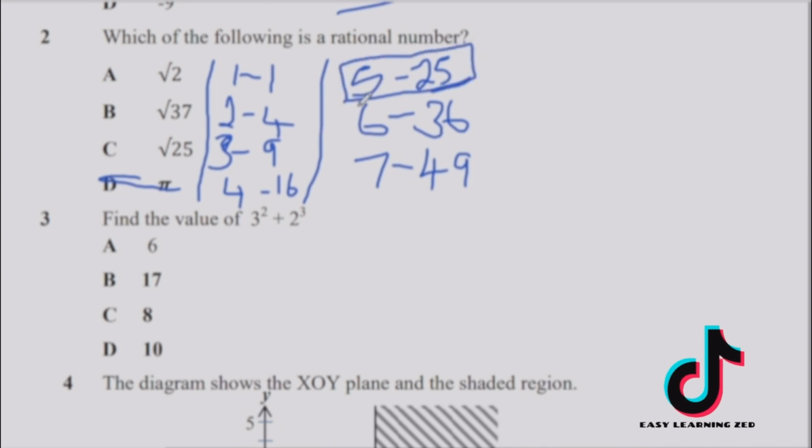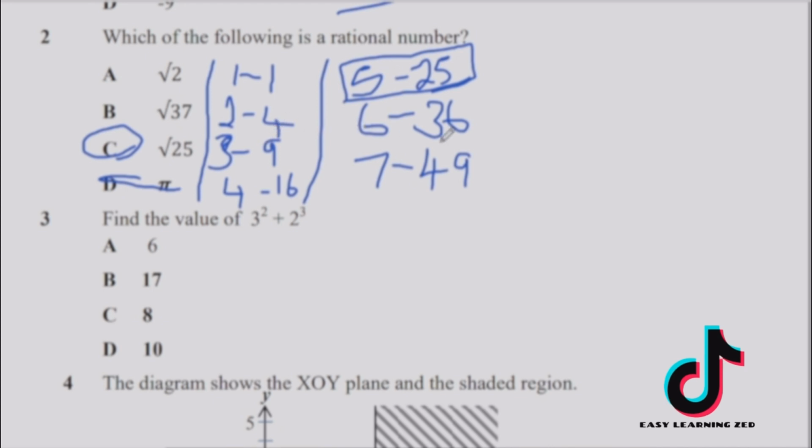Okay, so once we have found this one, then we can take this one as an answer. Why? Because its square root is a whole number. Its square root is a whole number, so this one would definitely be the rational number.